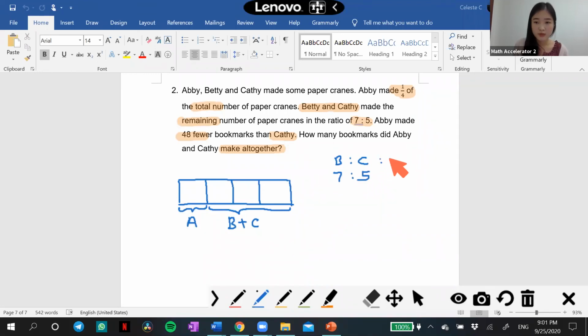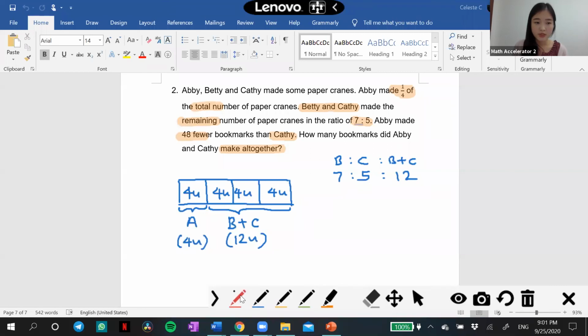What is the total of B plus C? 12. Okay, good. So this is 12 units. Which means each part here, how many units do you have within it? You need to have, yes, 4, in order to have 12 units. Which means that this is also 4. And Abby makes 4 units.